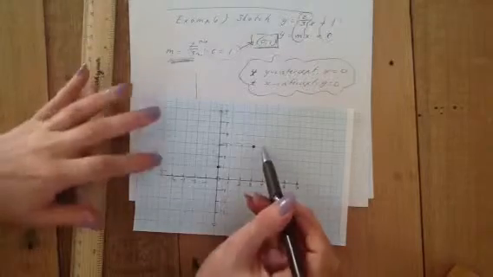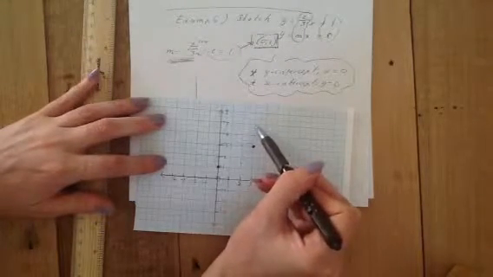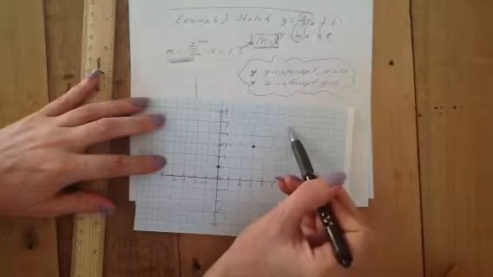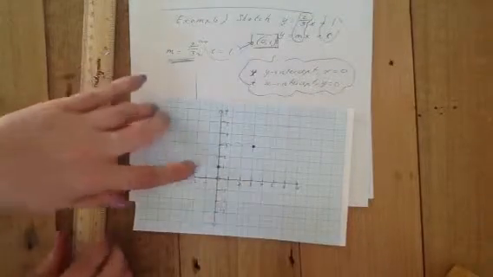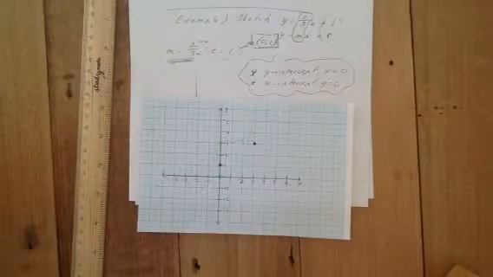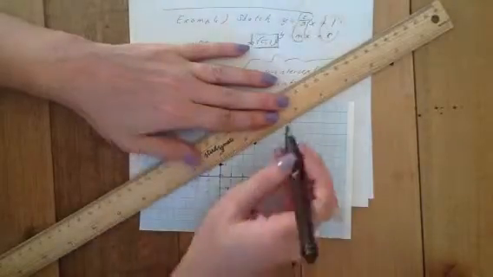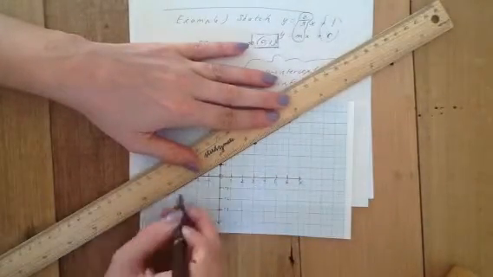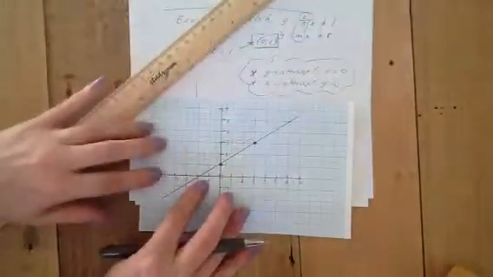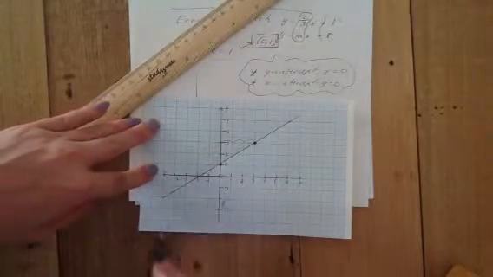If I wanted to find another one, I don't need another one, but if I wanted to, I could rise 2 again and run 3 again, and there would be another one right there. But now that we have 2 points, like we've had in previous exercises, we can get those 2 points and rule a line that goes through them both. Just like that.